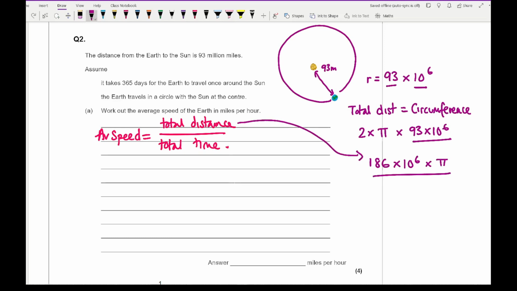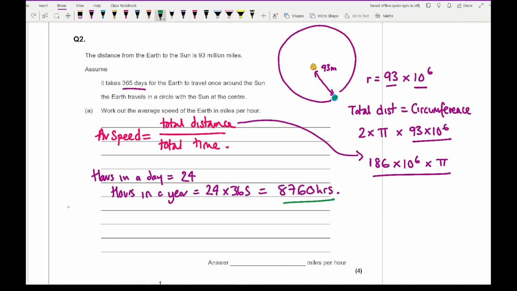The total time, well, that's 365 days, but we want hours. So hours in a day is going to be 24, and we've got 365 days, so hours in a year is going to be 24 times 365, which gives me an answer of 8760 hours.